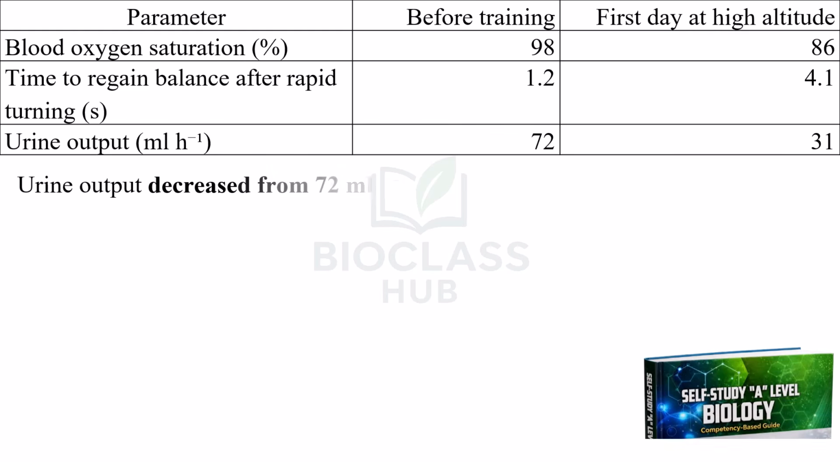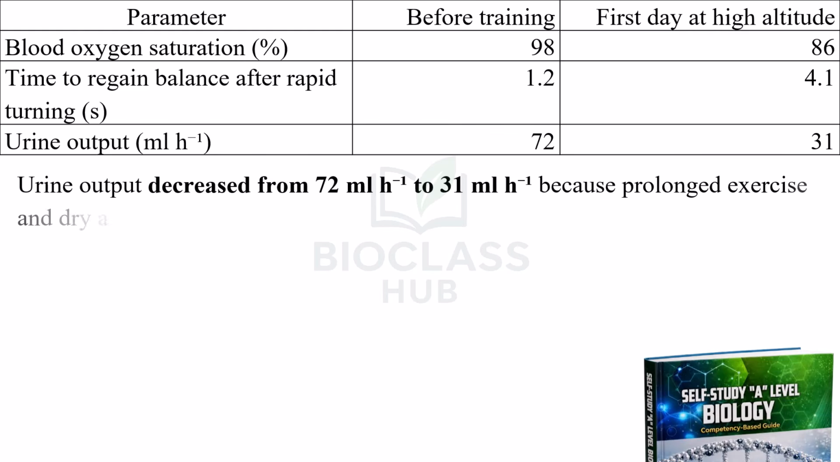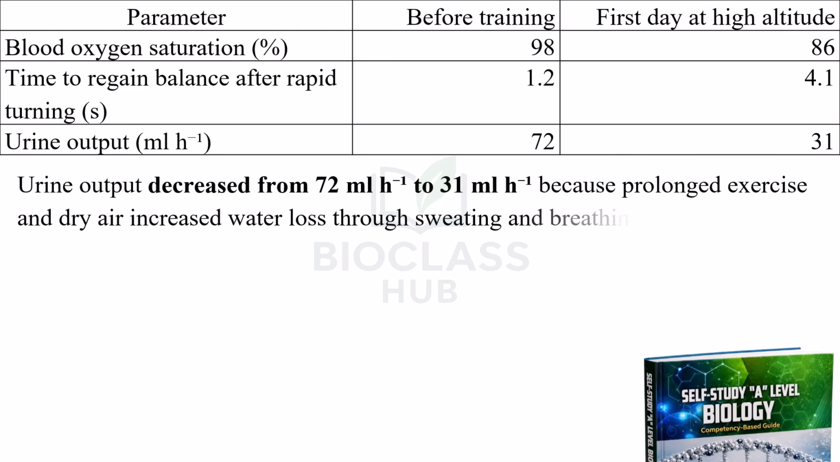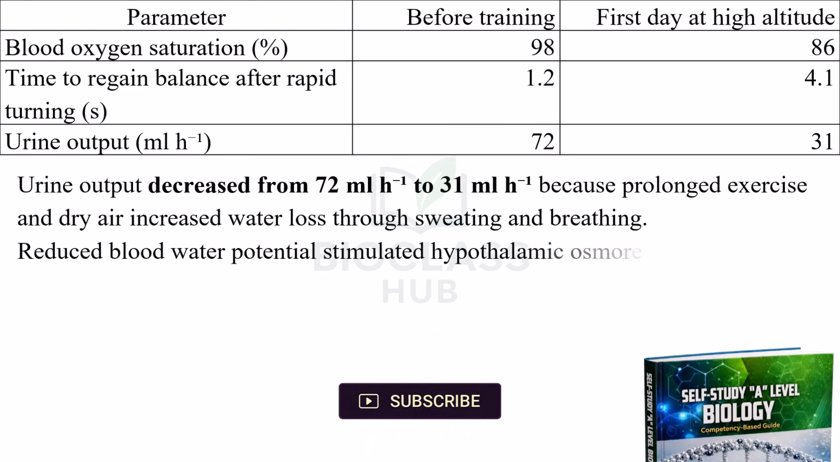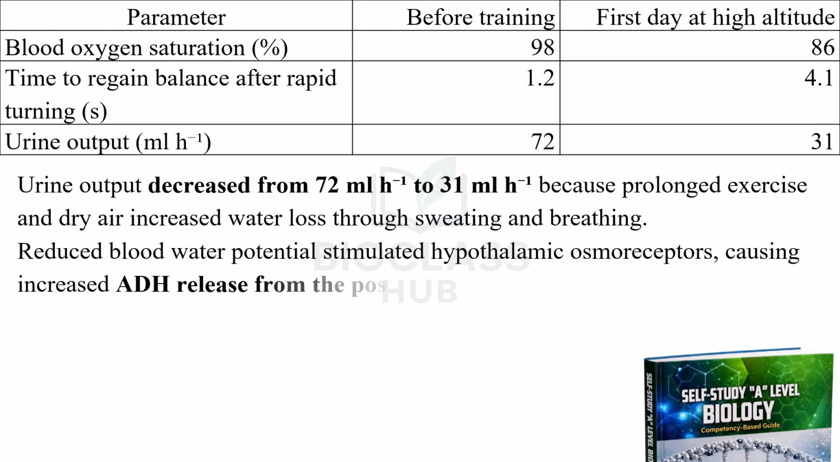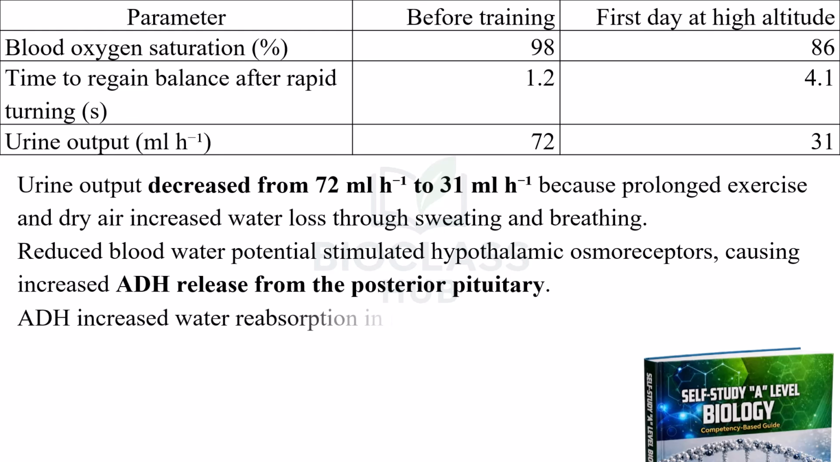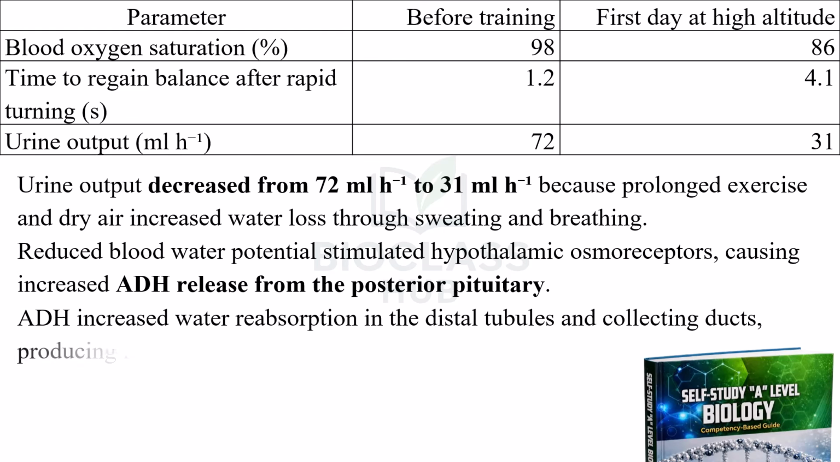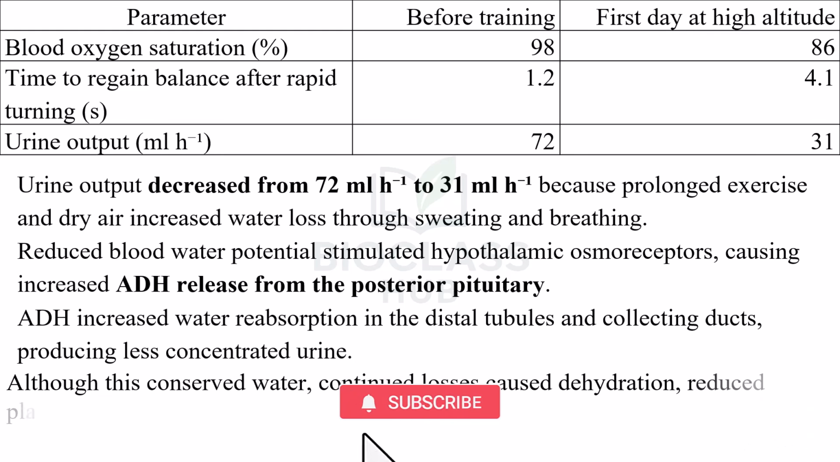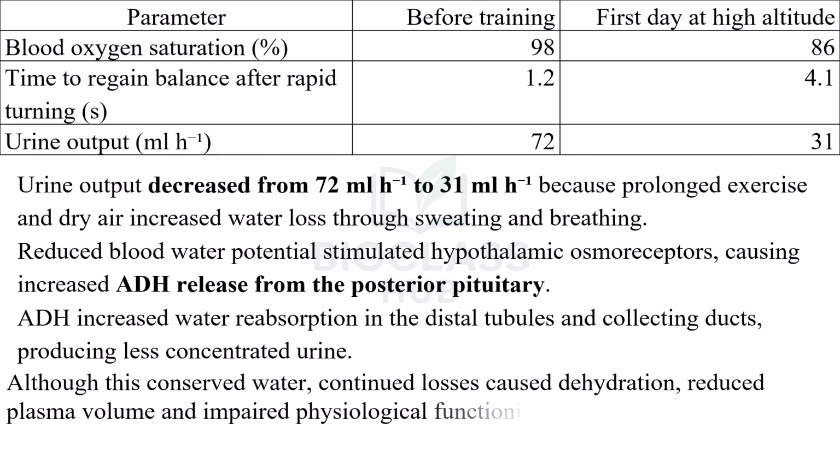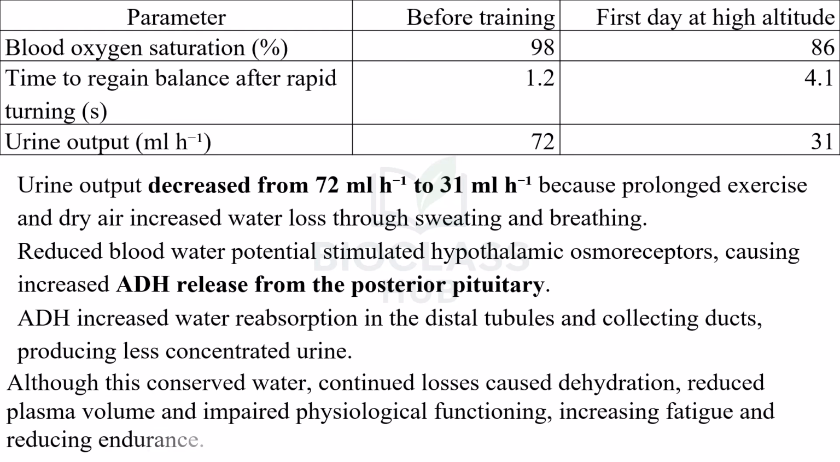The third concept is urine output. Urine output decreased from 72 milliliters per hour to 31 milliliters per hour because prolonged exercise and dry air increased water loss through sweating and breathing. Reduced blood water potential stimulated hypothalamic osmoreceptors, causing increased ADH release from the posterior pituitary. ADH increased water reabsorption in the distal tubules and collecting ducts, producing less concentrated urine. Although this conserved water, continued losses caused dehydration, reduced plasma volume, and impaired physiological functioning, increasing fatigue and reducing endurance.